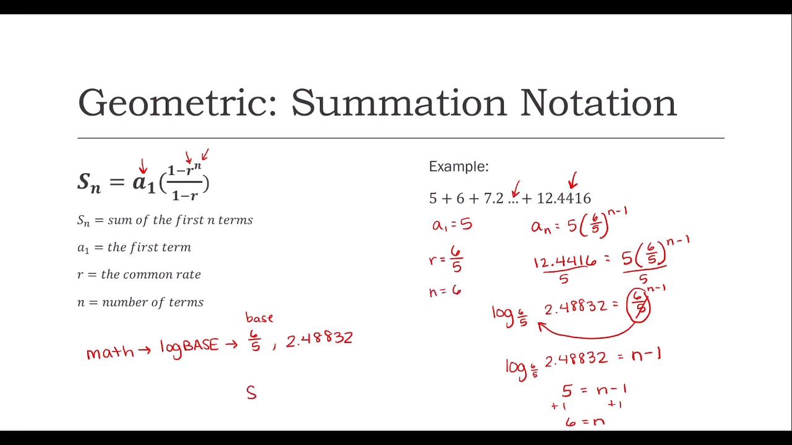So our sum of the 6 terms is a sub 1, so 5, times 1 minus r, 6/5, to the n, which is 6, over 1 minus r, 6/5. So you can enter that all into your calculator, and you'll get that the sum of these first 6 terms is 49.6496.